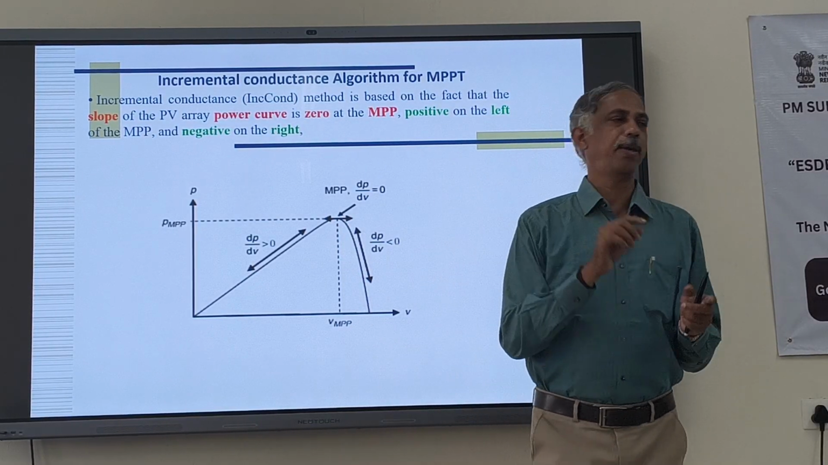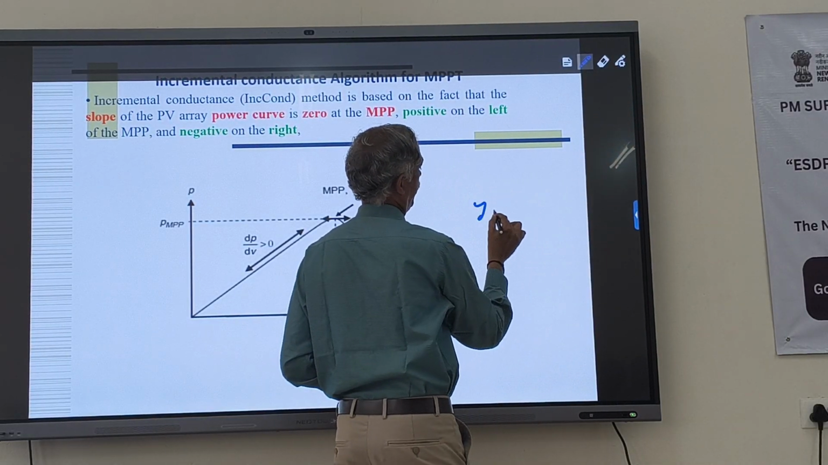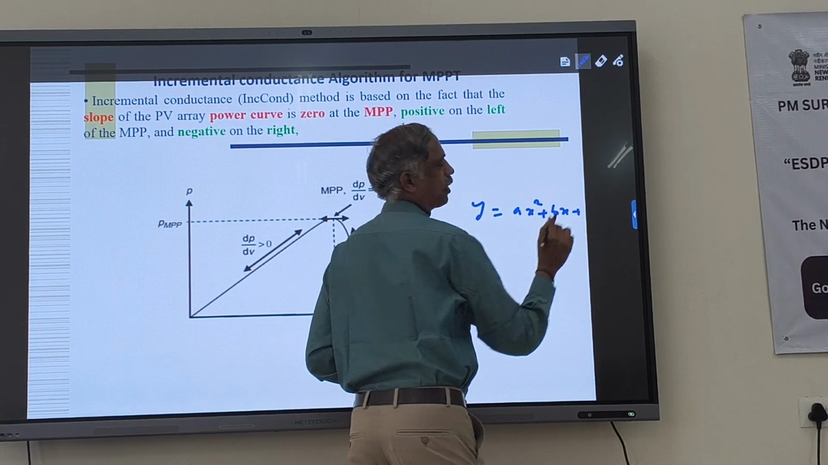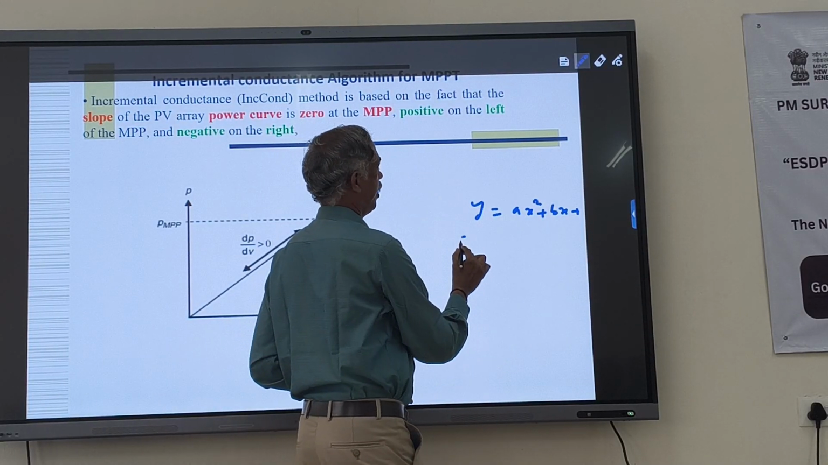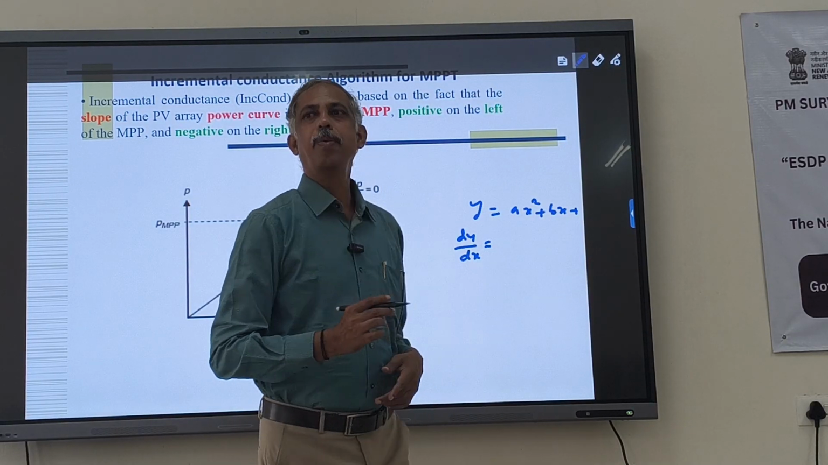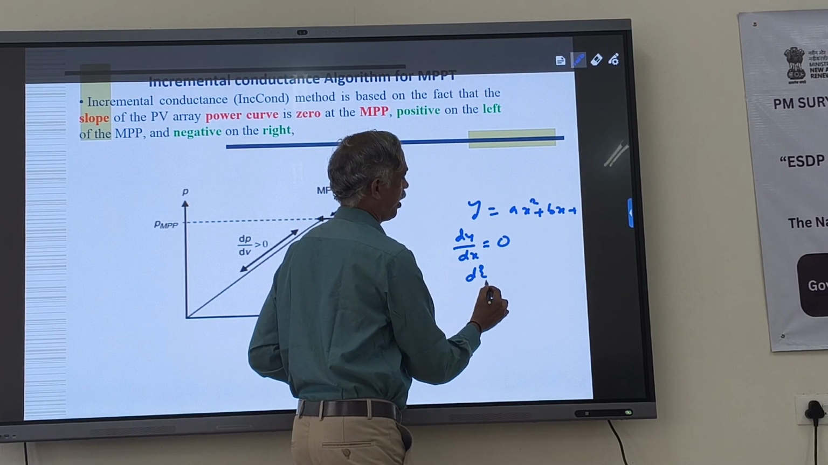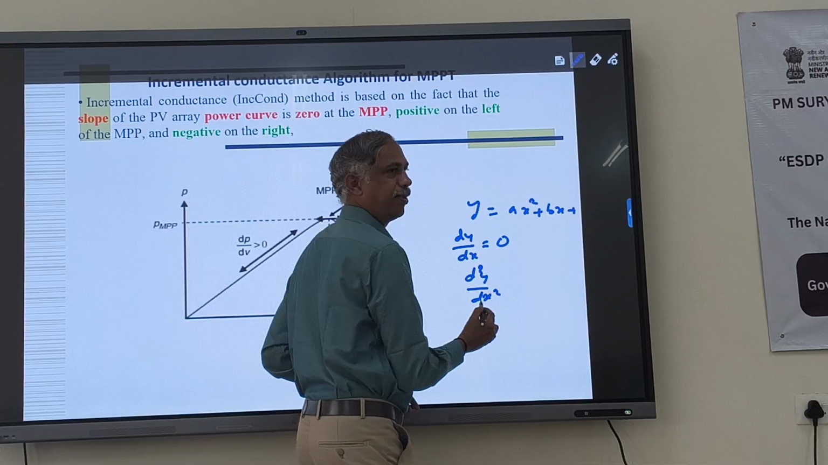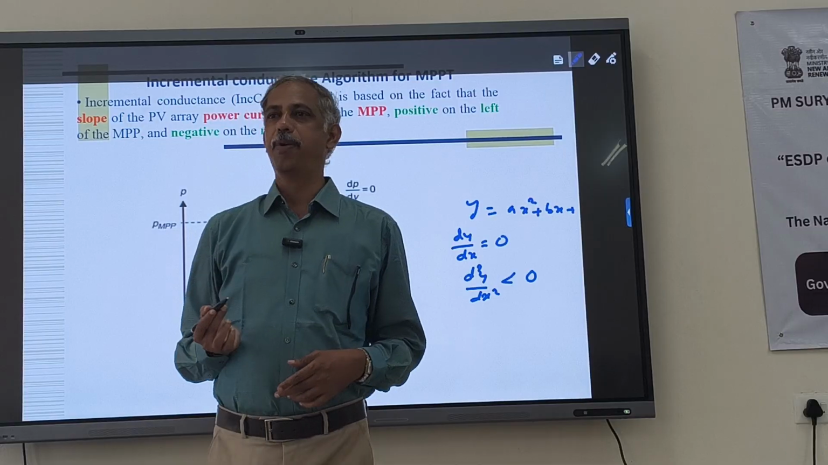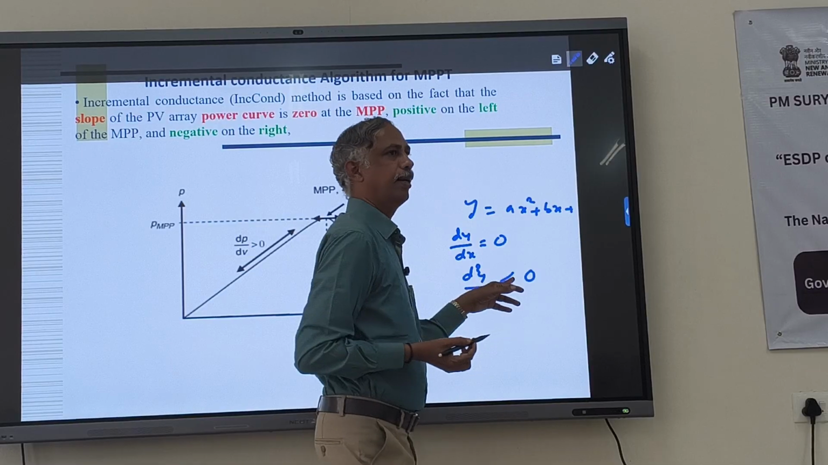Actually, any equation, how do we write it? y equals ax square plus bx plus c. Say this equation must be at a maximum or minimum. What is the condition for maximum or minimum? dy by dx equals 0, and d square y by dx square should be negative for a maximization function. For minimization, d square y by dx square should be positive.